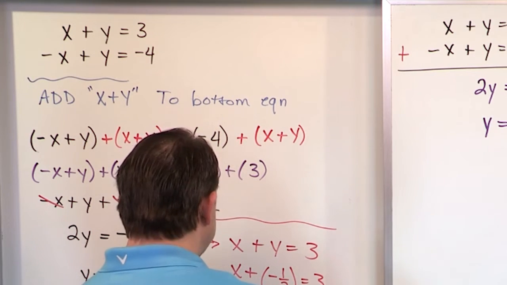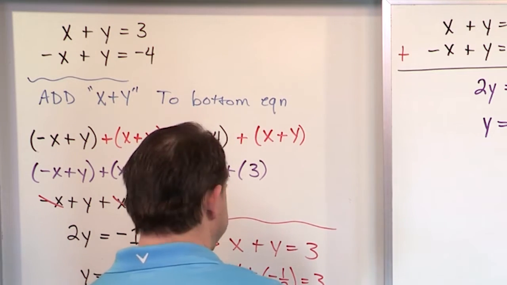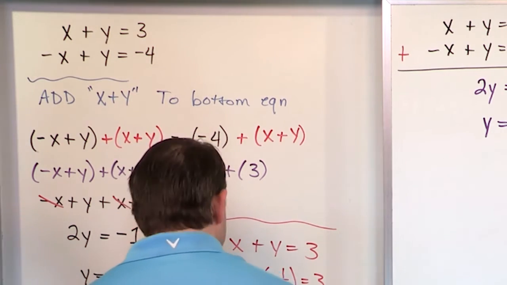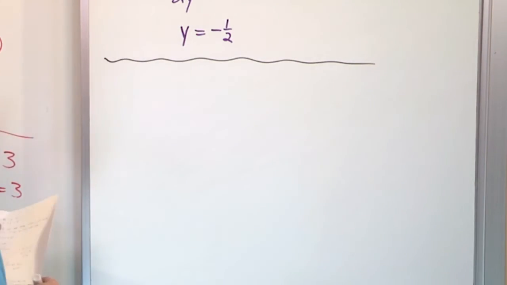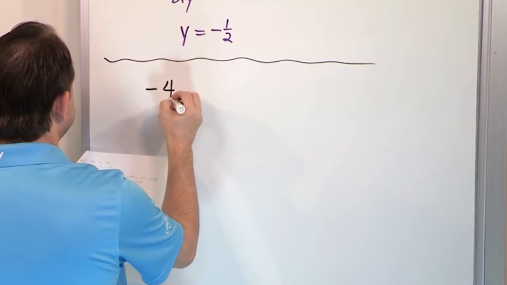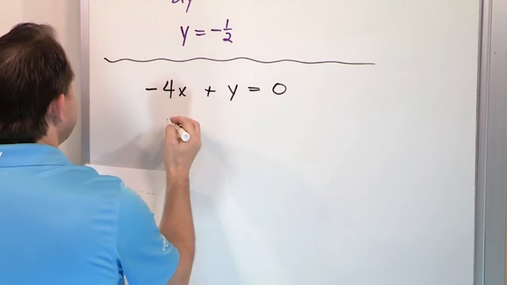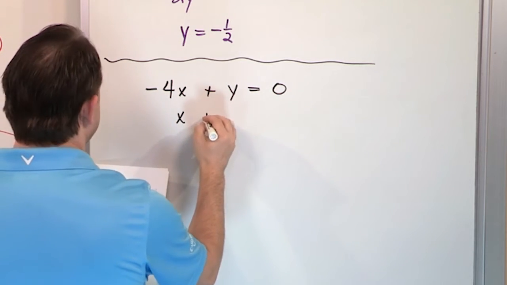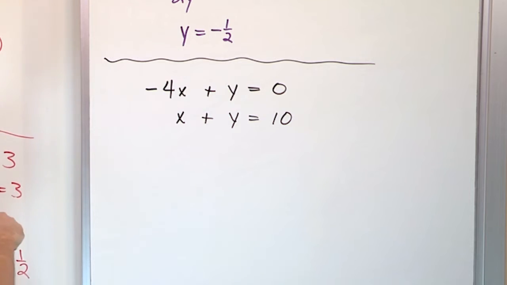So in order to make progress, I think what I want to do is go ahead and solve the next system of equations right under here. Let's take the next system of equations for our next problem. Let's say we have negative 4x plus y equals 0, and then we have x plus y equal to 10. So I want to solve this system of equations.